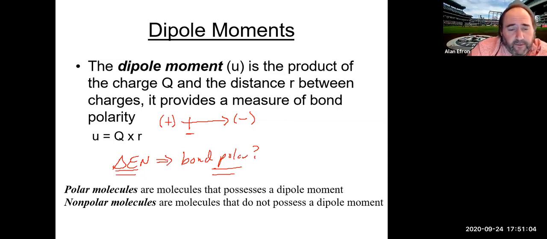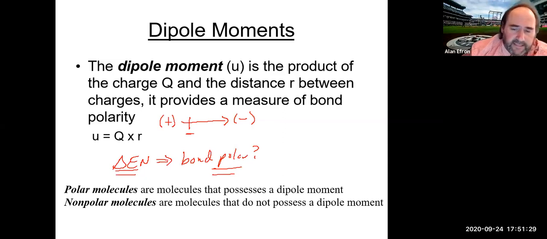The only place where it really does translate, where it is going to be the same, as I might have mentioned earlier, is in a diatomic molecule, because in a diatomic molecule there is only one bond. So if that one bond is polar, the entire thing will be polar. And if that one bond is nonpolar, the entire molecule will be nonpolar.